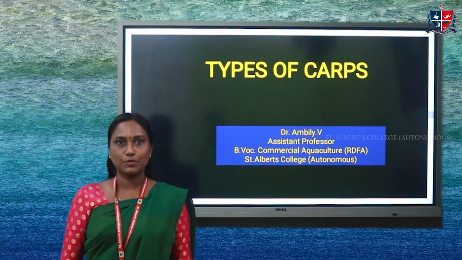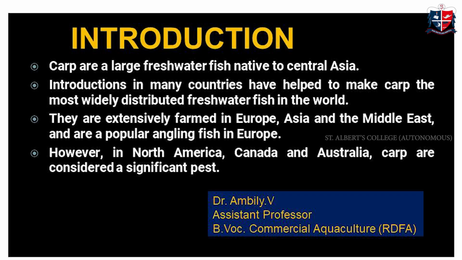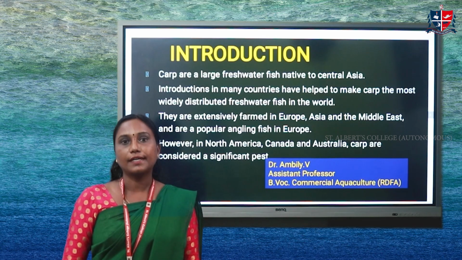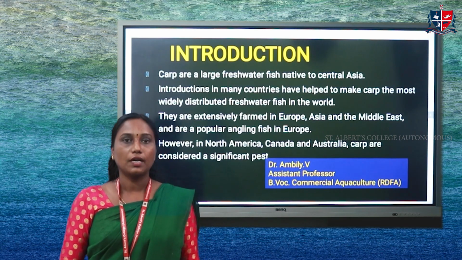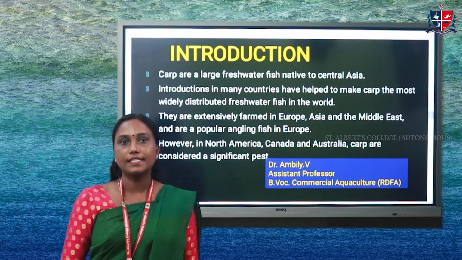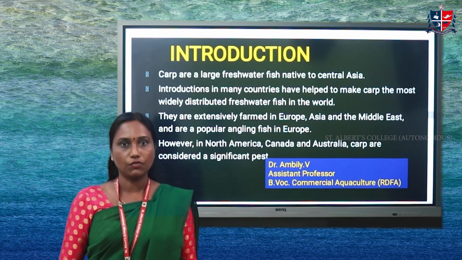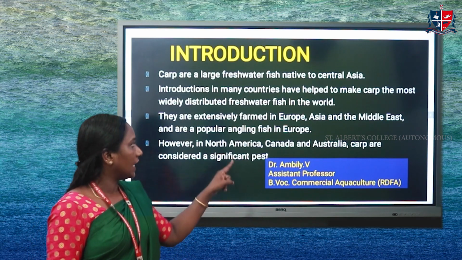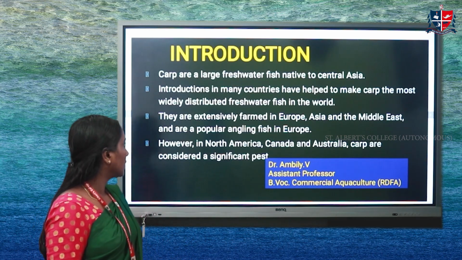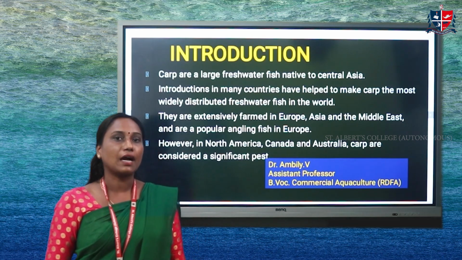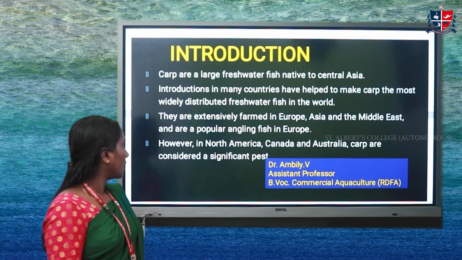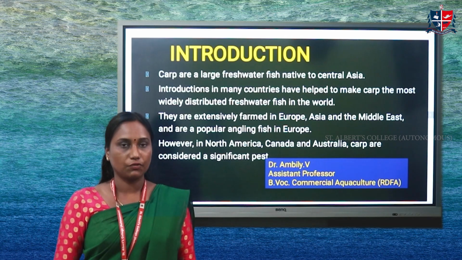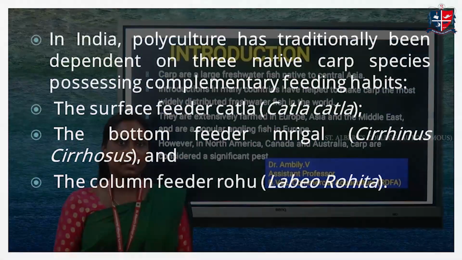My topic is types of carps. Carps are the largest freshwater species across Central Asia. Introduction of carps into many countries has made them widely distributed species all over the world. They are extensively farmed in Europe, Asia, and the Middle East, and are a popular angling fish. However, in North America, Canada, and Australia, this fish is a common pest species.